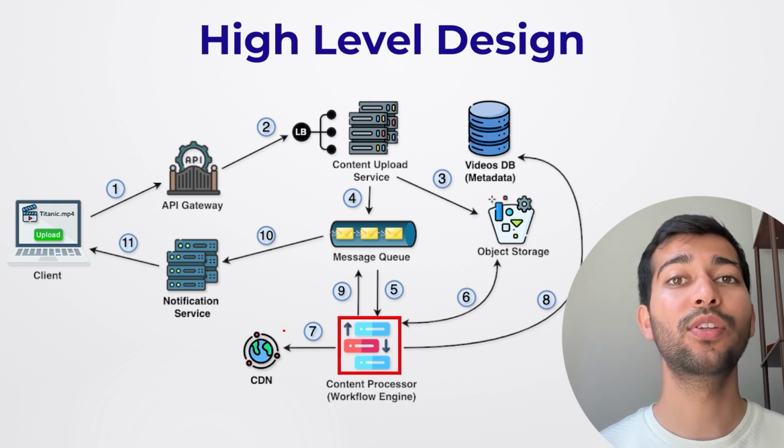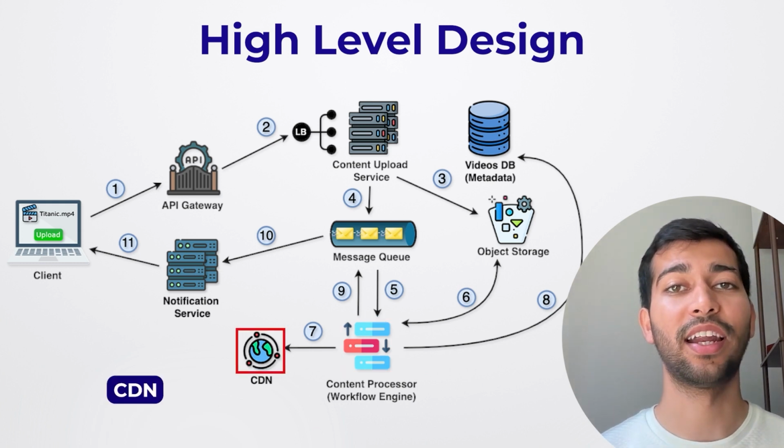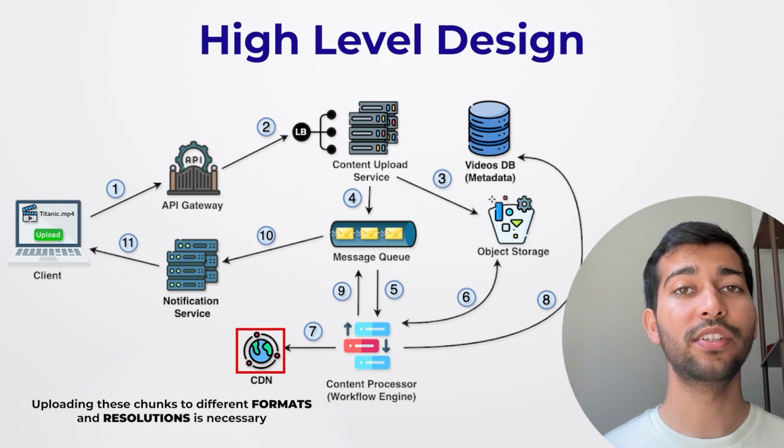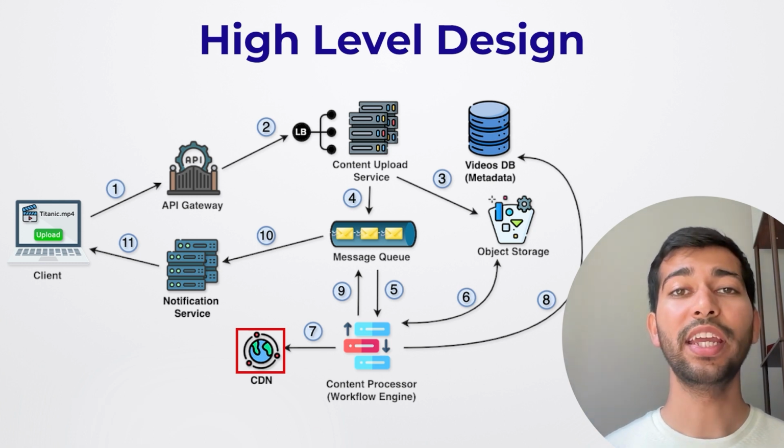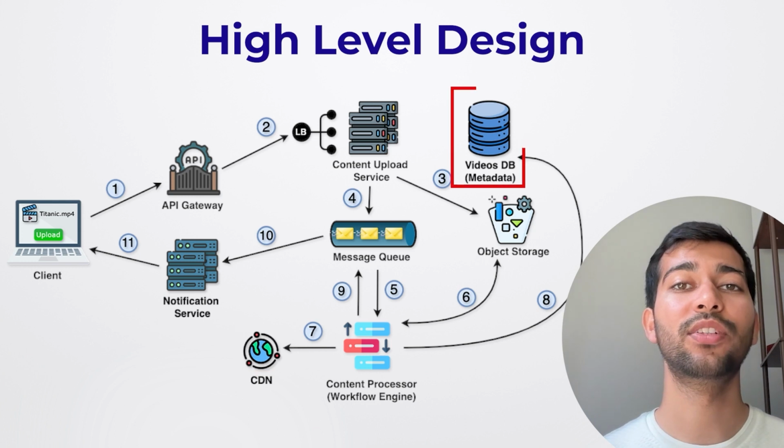But once the content processor engine is done chunking the video and converting it into different formats and resolutions, it then stores it into the CDN, the content delivery network. Well, uploading all of these chunks into different formats and resolutions to the CDN is necessary because it allows the client to access the video faster. Now, each chunk uploaded to the CDN has a location URL. The content processor saves these locations in the videos DB.